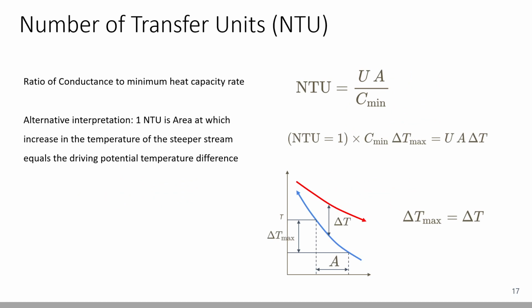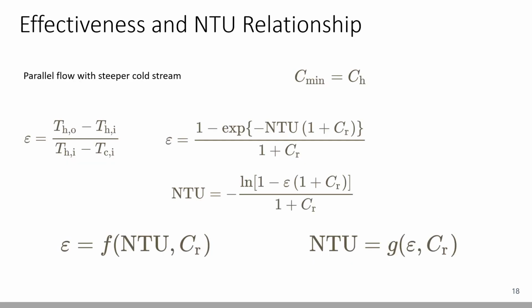Then we define this new parameter as the number of transfer units, or NTU. It is a ratio of conductance to the minimum heat capacity rate, given by this. That is, NTU is equal to UA upon C minimum. So this NTU will be useful to calculate the effectiveness of the heat exchanger. If we have to calculate the effectiveness of a heat exchanger, then we can have certain correlations that relate this NTU with the effectiveness. So these equations will be provided to you.